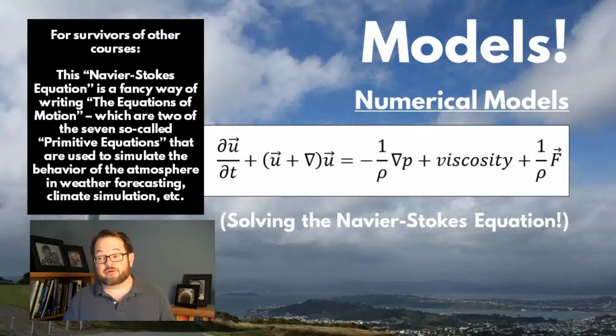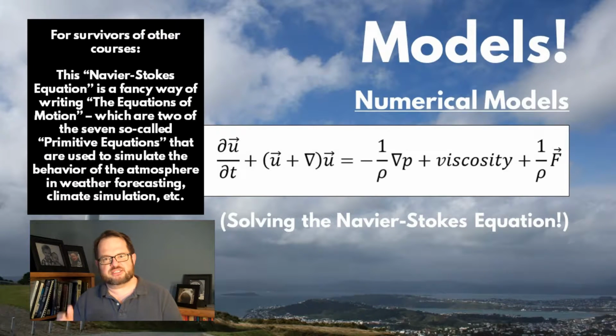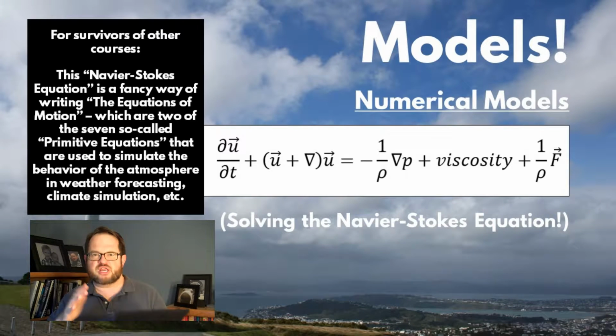And if you're a survivor of one of my other classes where we also talk about models, what you know is that this actually happens to be a way of writing two of the equations that make up the so-called seven primitive equations that describe how the atmosphere works. There are seven basic equations that describe at any given time what's going on with an air parcel in terms of changes in its motion, changes in its pressure, changes in its temperature, and so on. And that's how numerical weather prediction, that is to say forecasting, is done these days. We use big old computers and they solve things like the Navier-Stokes equation and the first law of thermodynamics and so on.